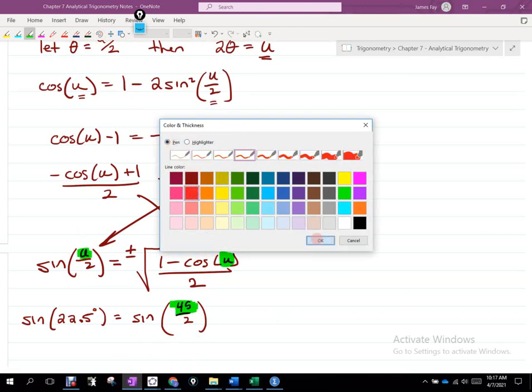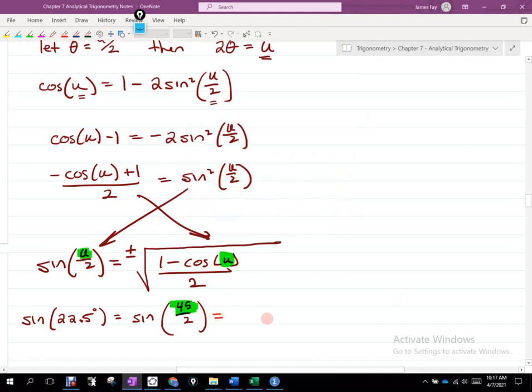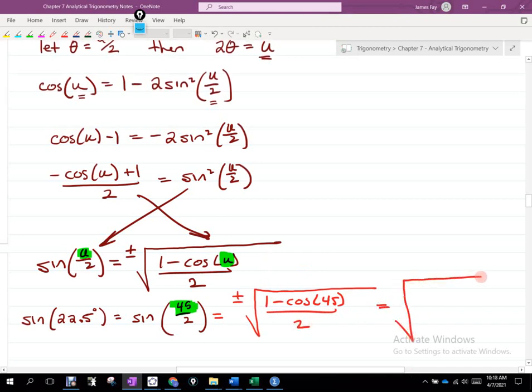So we're going to rewrite this, and we're going to apply the formula, and we get 1 minus the cosine of 45 now, all over 2. Well, what's the cosine of 45? Radical 2 over 2. And that's all over 2.